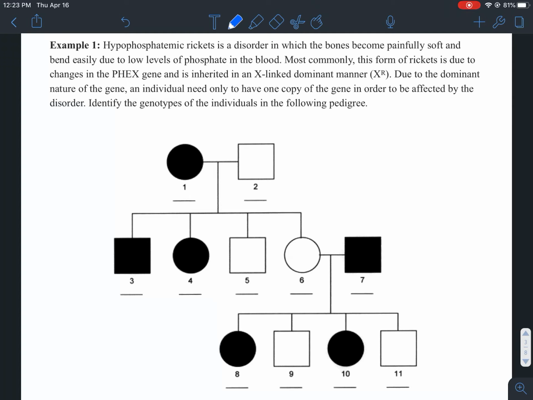So oftentimes with the females, we have to look at what their children are or what potential combinations they could have gotten from their parents. We have to kind of look at both. Males are still really straightforward. They're either going to have the trait or not.